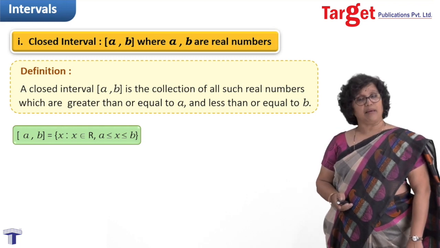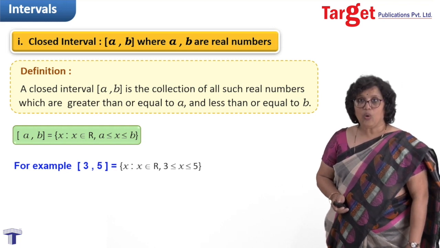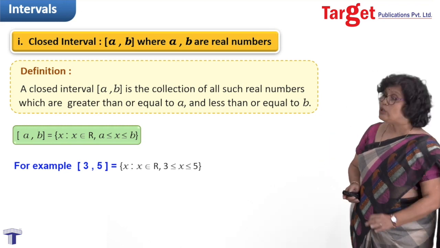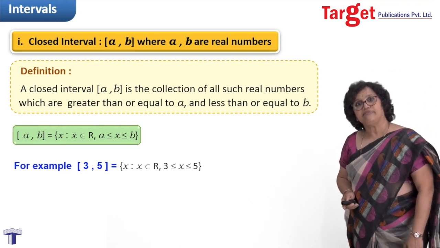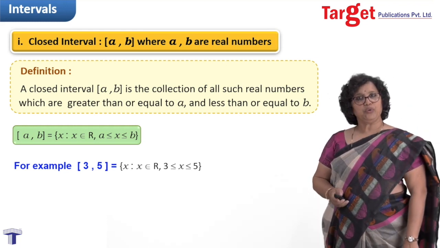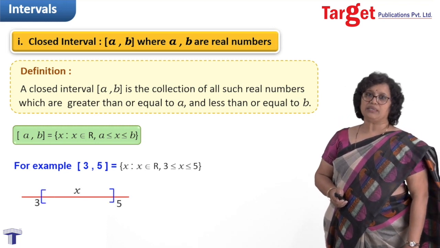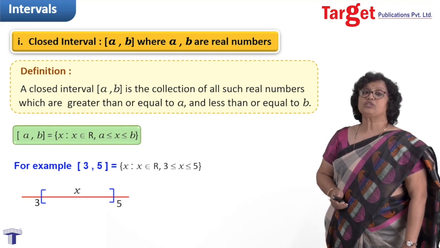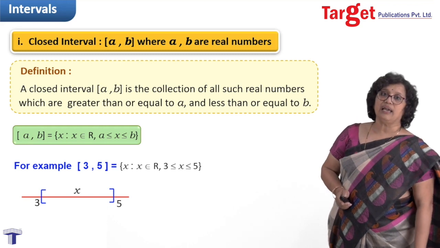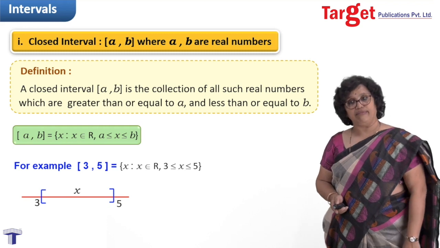Let us take an example. I take [3, 5]. What does it mean? I allow X to take values starting from 3, meaning 3 is included. It can go up to 5, and 5 is included, and any number between 3 and 5. So what we do is mark on the number line 3 and 5. We show those two numbers 3 and 5 with square brackets. The square brackets tell us that 3 and 5 are to be included. And where does X lie? X can take any value between 3 and 5, including 3 and including 5.